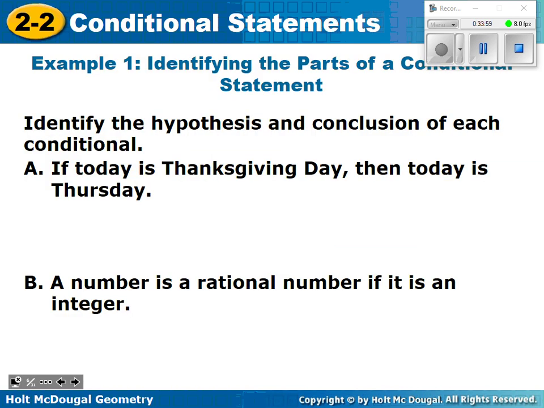Okay, so some simple ones here and then some not so simple ones there. Starting with the first one. If today is Thanksgiving Day, then today is Thursday. Identify the hypothesis. What is the hypothesis? Okay, not if. So on your homework, you would write out today is Thanksgiving Day, and that would be your hypothesis. Make sure and identify that it's the hypothesis. A lot of times students will do H and then write it out. Okay, and that works. Just don't write two things without telling me which one's which.